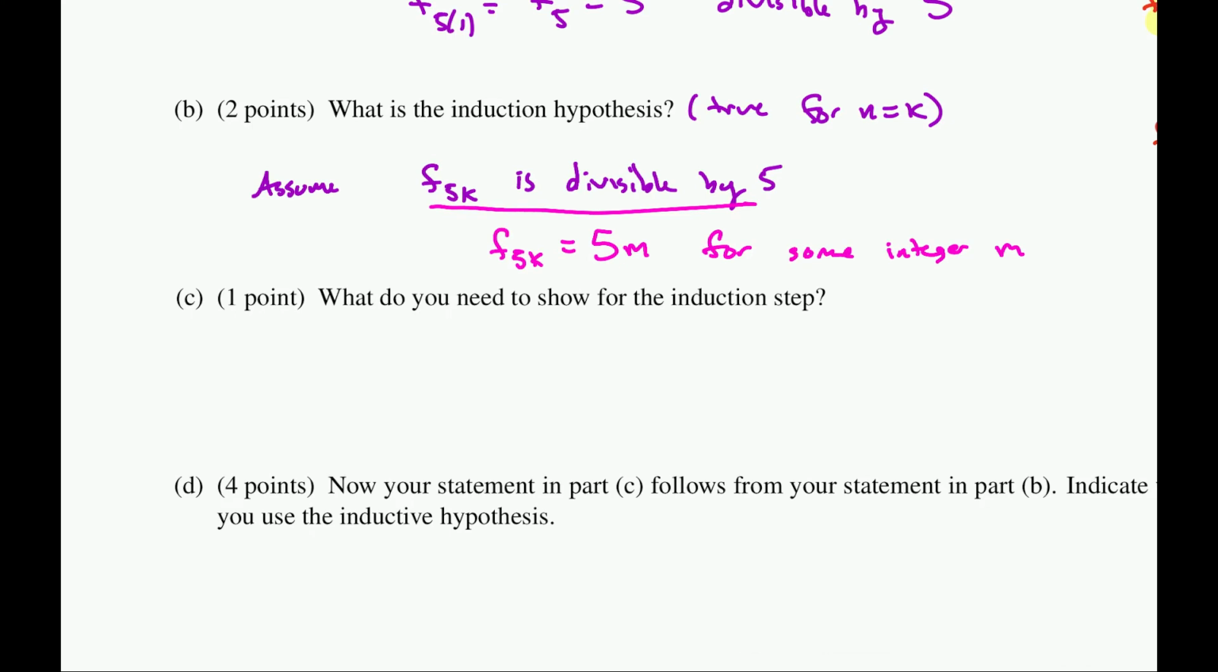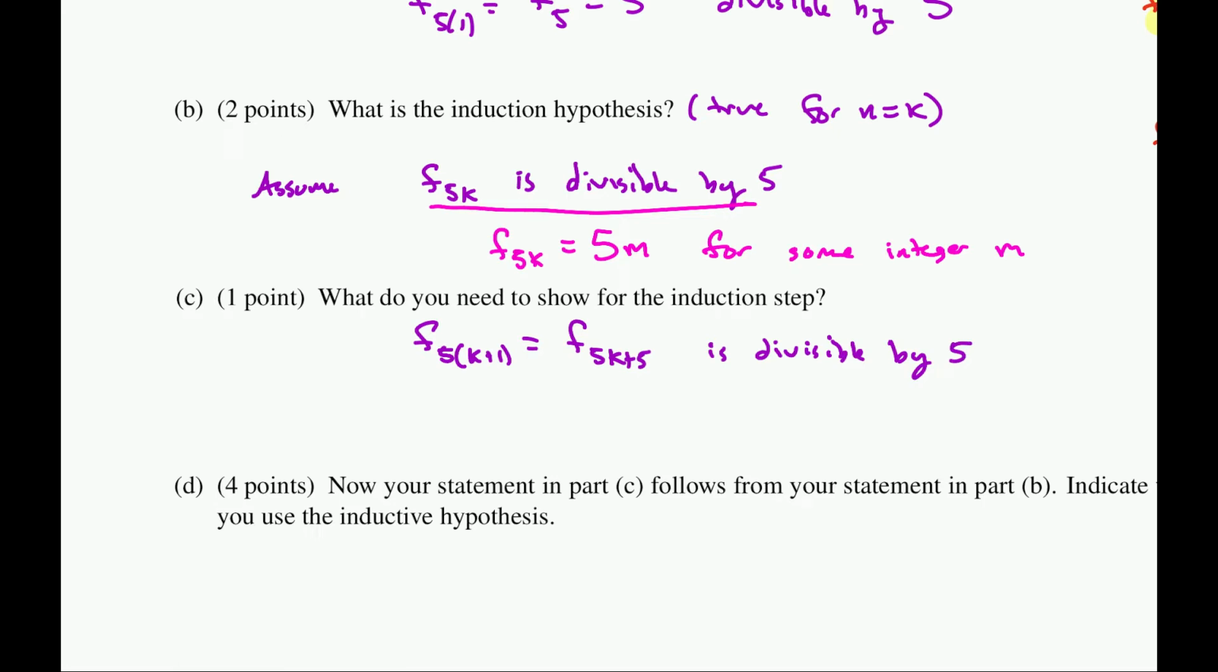Now it says, what do we need to show for the induction step? We need to show that it's true for the n equals k plus 1 case. Specifically, we need to show that f5(k+1), which of course is f5k plus 5, is divisible by 5. That's what we need to show.